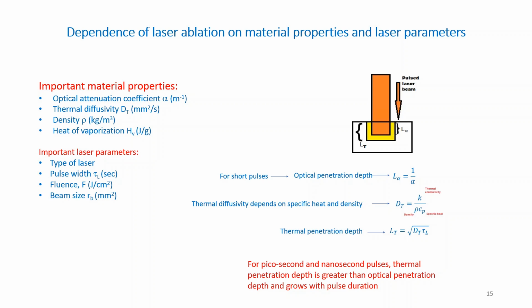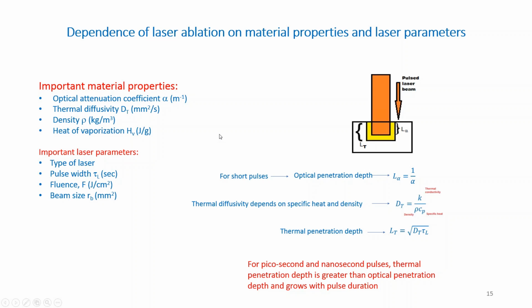So for picosecond and nanosecond pulses, the thermal penetration depth is greater than the optical penetration depth and grows with pulse duration, right? So for femtosecond lasers, the thermal and optical are the same. They're not different, but for picosecond and nanosecond, the optical penetration depth could be smaller than the thermal penetration depth.